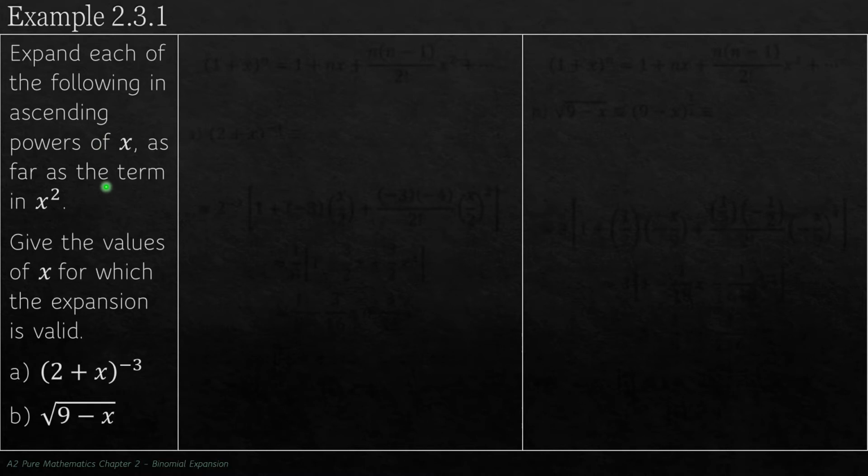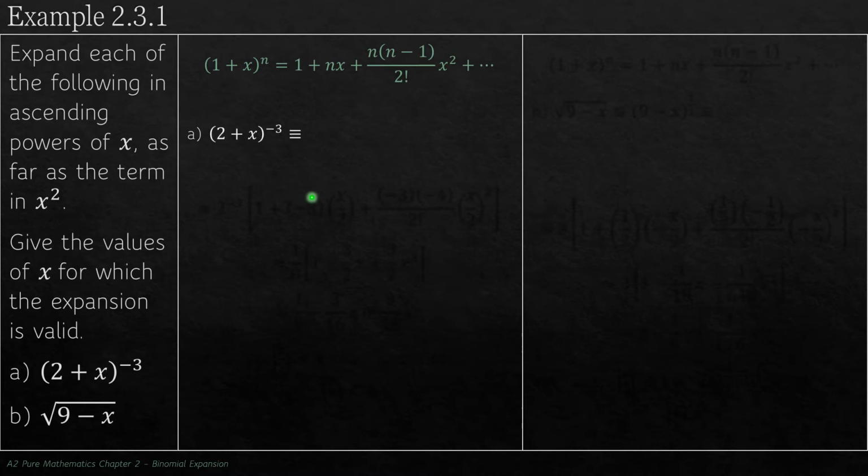So we're going to look at these two examples here. Notice that the question is asking me to go as far as x squared, and I'm also asked for the validity of the expansion. So we're looking at these two questions here. Neither of them have a 1 leading the bracket. So the first one, there's the formula. It's the same as what's in the formula book. We're not changing that from the first lesson.